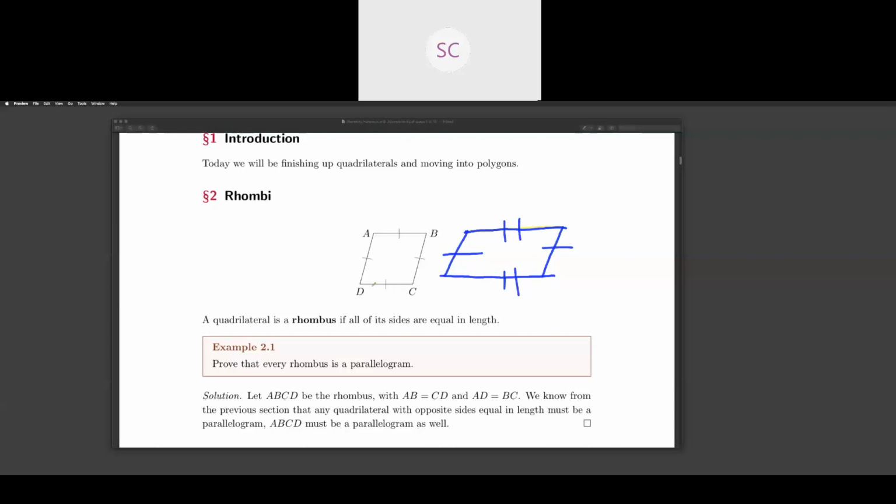And even if you didn't do this, a quick way would be just to draw a line here, and you realize that by SSS, all of these are congruent, so the corresponding angles must be congruent as well. And therefore, this is a parallelogram because you have two sets of parallel lines. So I'm going to go on to the next one.